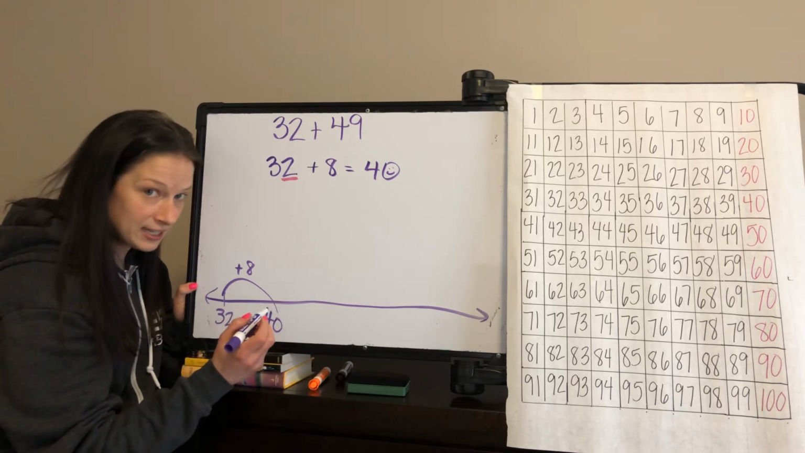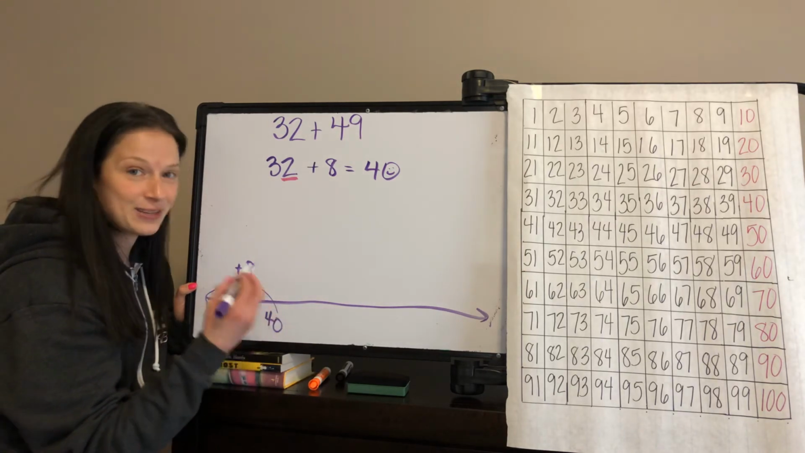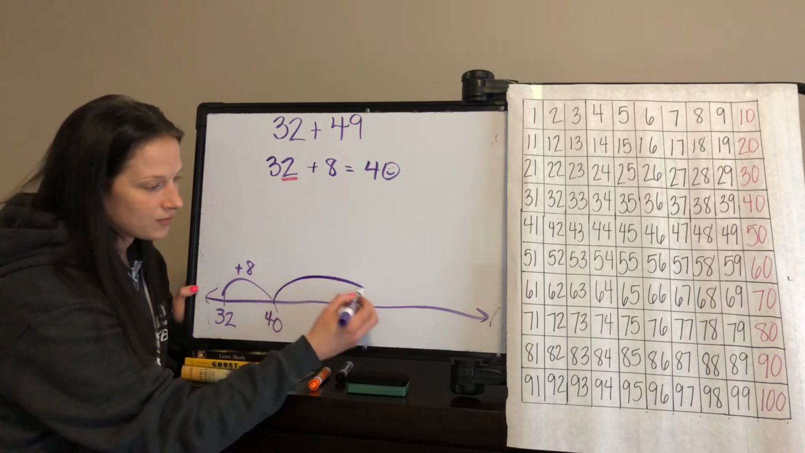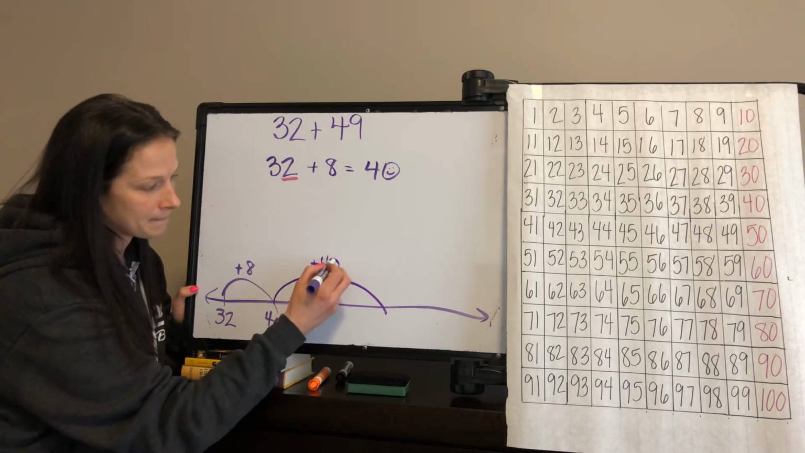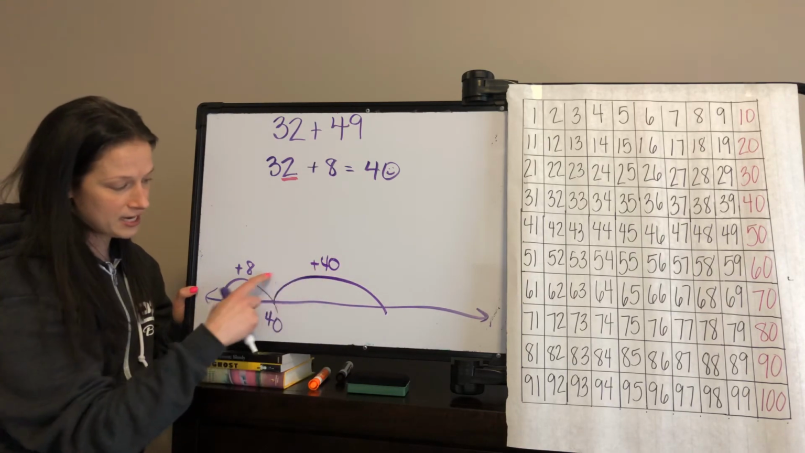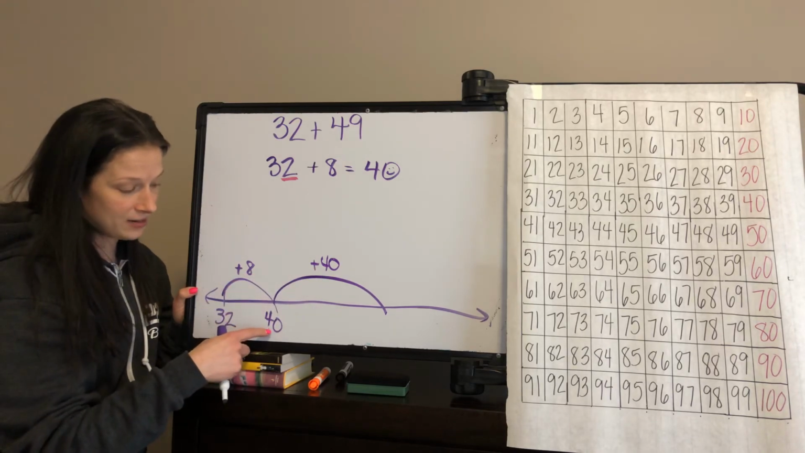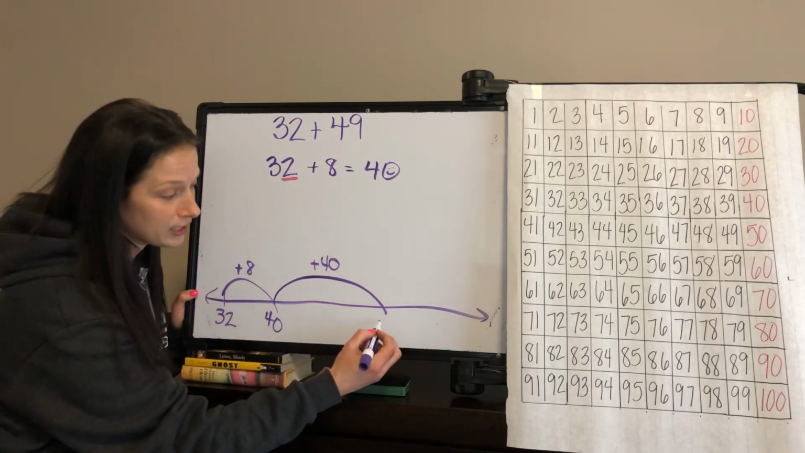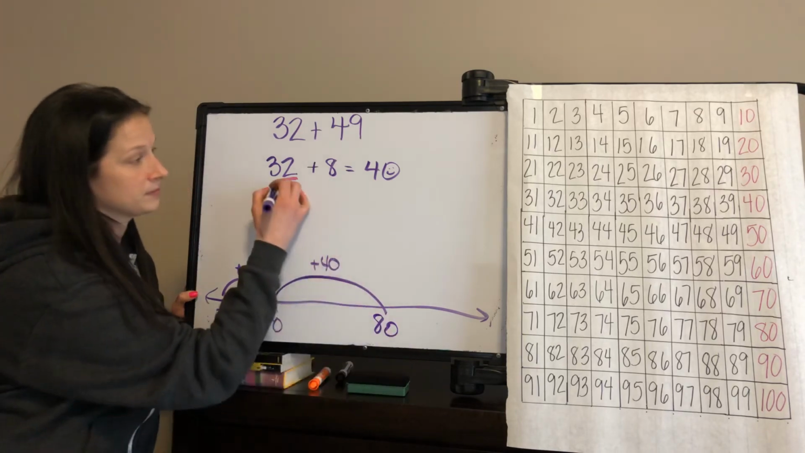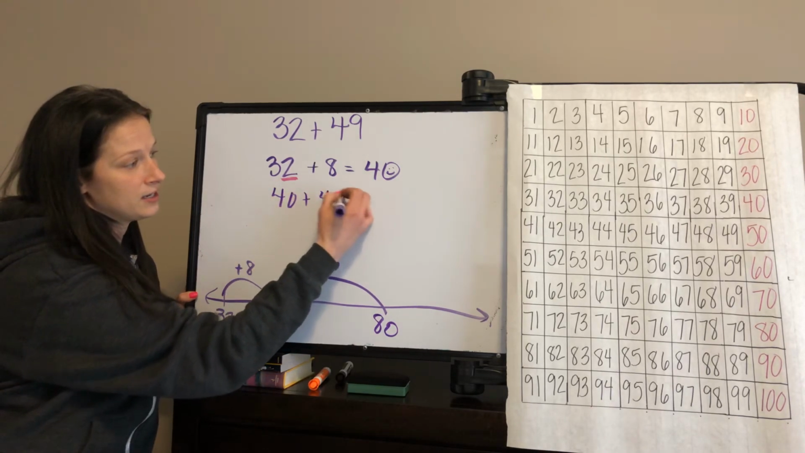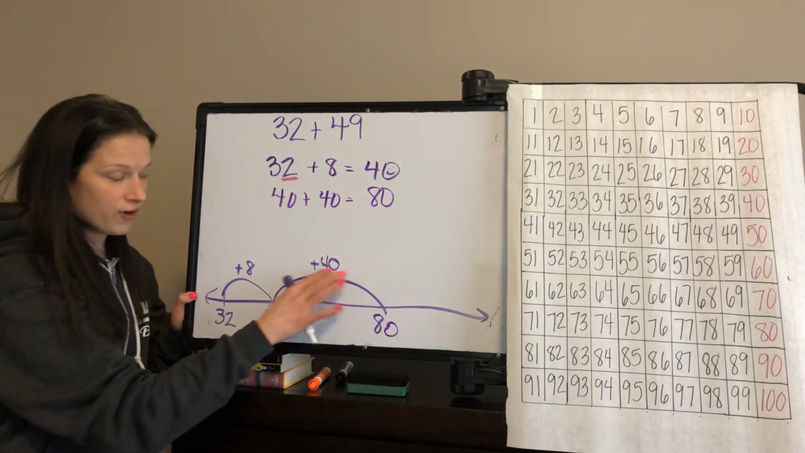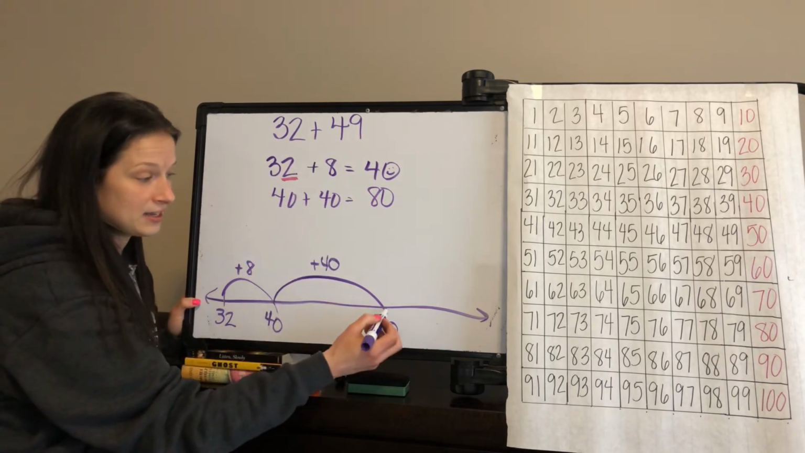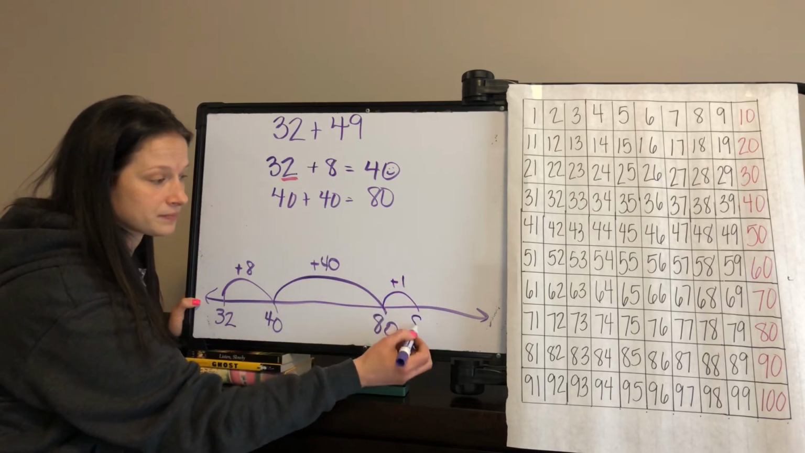If they are ready, they're going to make these jumps when they're ready to go to the next efficiency level. So if they're ready, we're going to draw a jump of 40. So far, I've added 48. This current step is 40 plus 40. They know 4 plus 4, so they know 40 plus 40 gets them to 80. So they got to 80. So far, they've added 48. They need to add 49. So they say to themselves, I need to add one more.